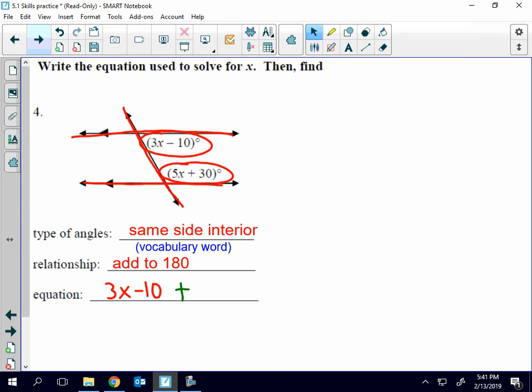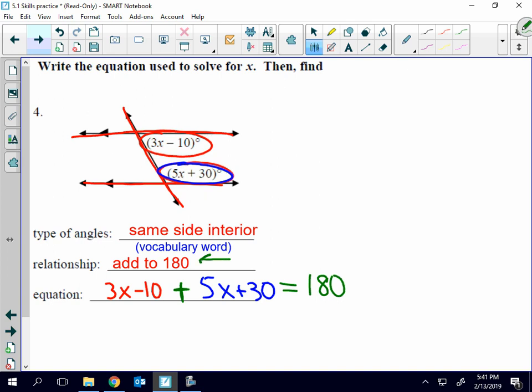I'm going to add that to, I'm going to use this one in blue, okay? So this one is 5x plus 30. So see, when I add those up, I added them right here, and then they're going to equal 180 degrees because that's what my rule says. Okay, so now I can solve this equation.